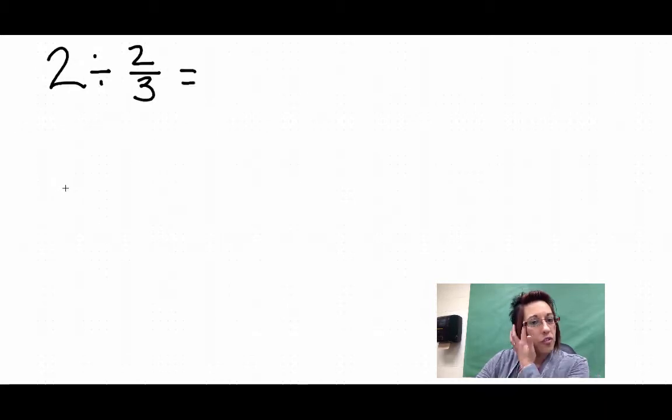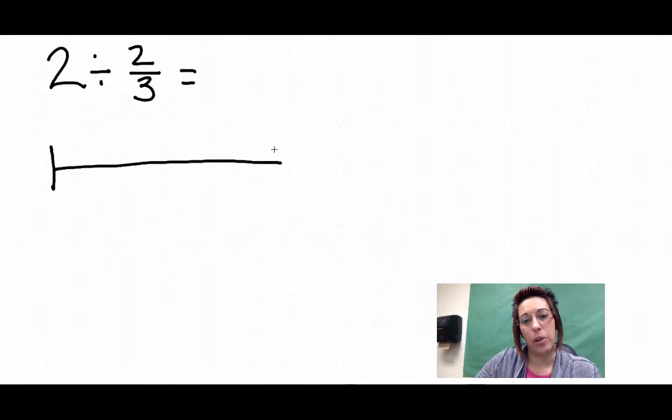Okay, so let's look at some different problems. This time, let's look at something that is not divided by a fraction with 1 as the numerator. So let's try 2 divided by 2/3. Okay, for this type of problem, I like using a number line better than models.